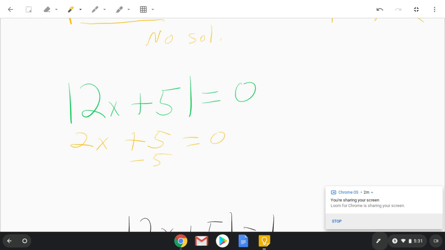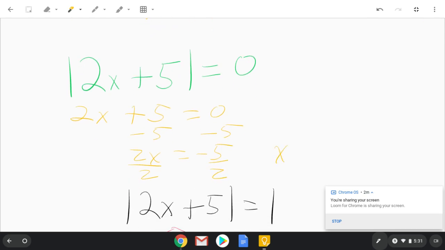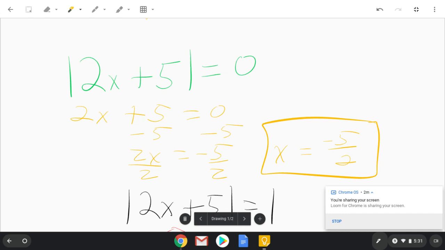We'll subtract 5 from both sides. We'll get 2x equals -5. And then we will divide both sides by 2, and then we'll have our answer. It'll be x equals -5 over 2. So this has exactly one solution.